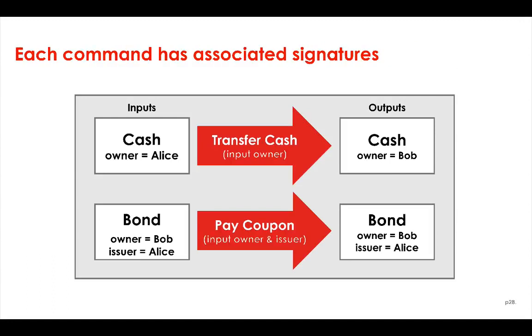And each command has an associated list of required signers. So for example, a Corda app developer may have defined a Corda app such that cash transfers must be signed by the owner of the cash, and coupon payments must be signed by the bond issuer and the owner of the bond. And then to be valid, the transaction proposal would have to gather signatures from all the required signers of all the commands. So the transaction proposer would have to gather signatures from the cash's owner, Alice, the bond's owner, Bob, and the issuer of the bond, Alice. So overall, they'd have to get signatures from Alice and Bob.